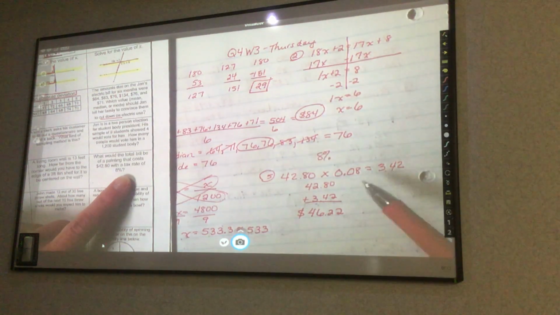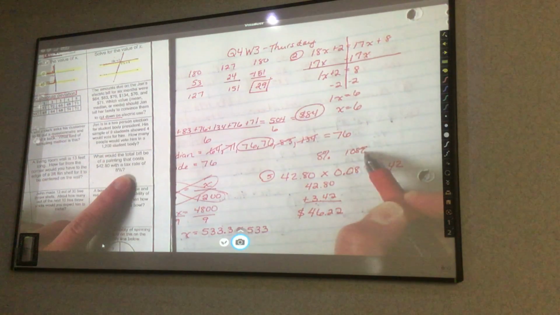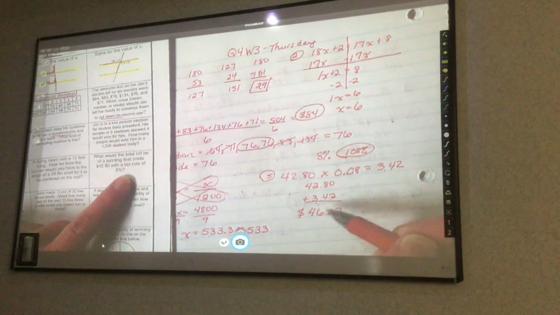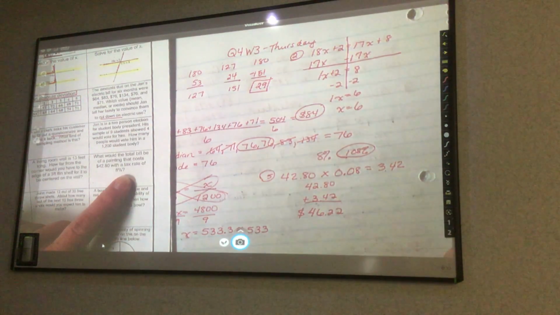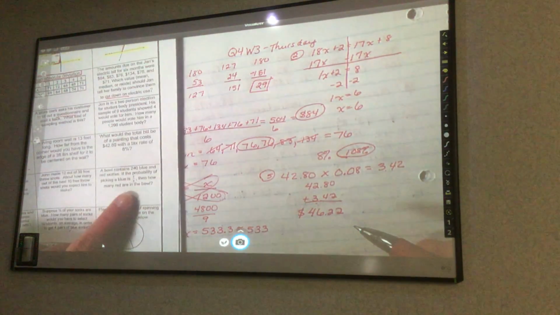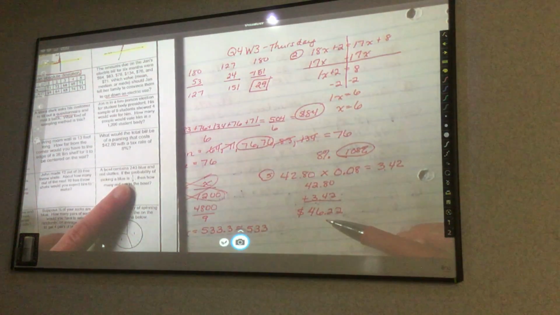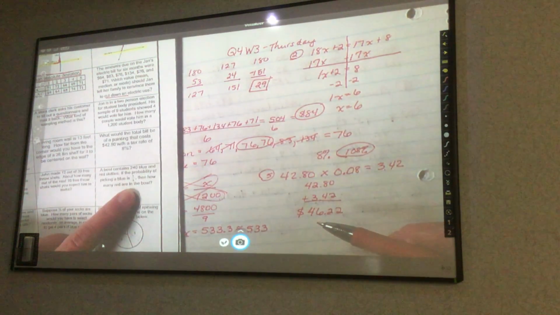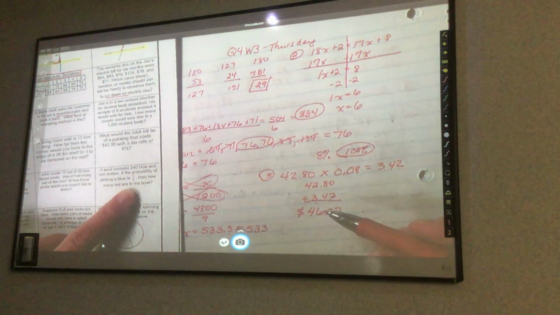How many of you did it times 108% instead? So you didn't have to add it later. Either way is fine. It doesn't matter which way you do it. A bowl contains 240 blue and red Skittles. If the probability of picking a blue is 1/3, then how many red are in the bowl?